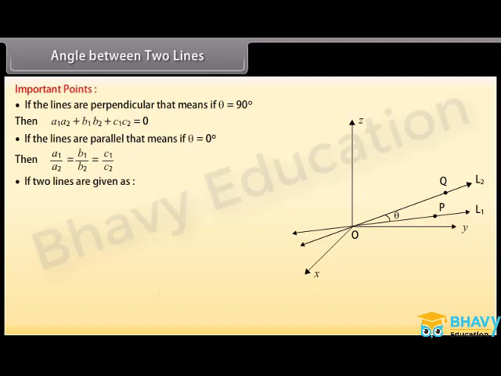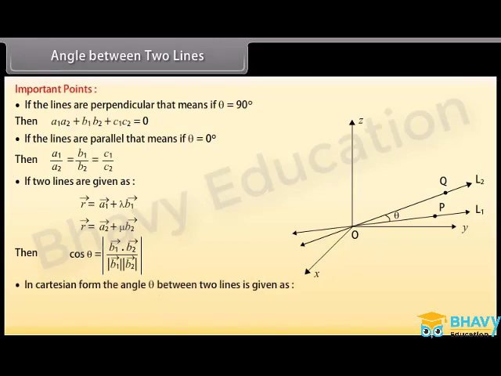If two lines are given as vector r equals vector a1 plus lambda vector b1, and vector r equals vector a2 plus mu vector b2, then cos theta equals modulus of vector b1 dot vector b2 by modulus of vector b1 into modulus of vector b2. In Cartesian form, the angle theta between two lines is given as cos theta equals modulus of A1 A2 plus B1 B2 plus C1 C2 divided by square root of A1 square plus B1 square plus C1 square into square root of A2 square plus B2 square plus C2 square.